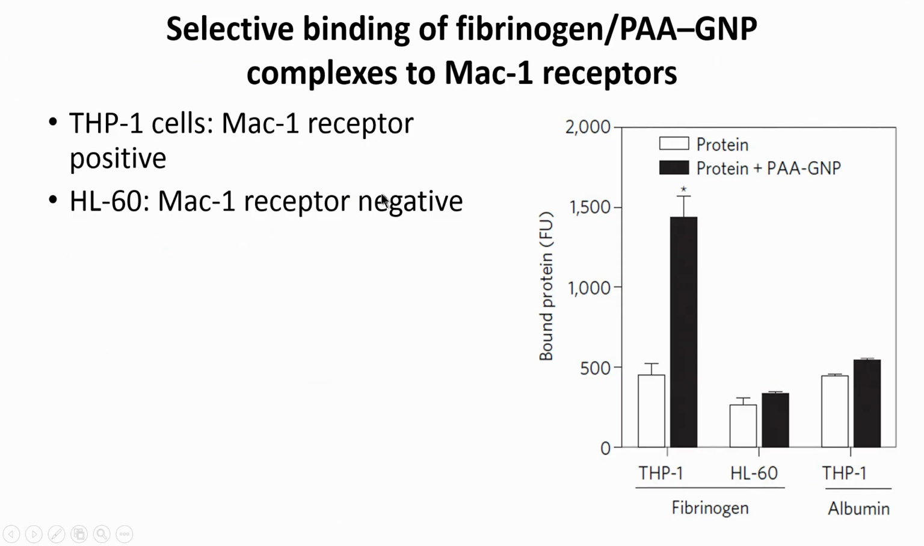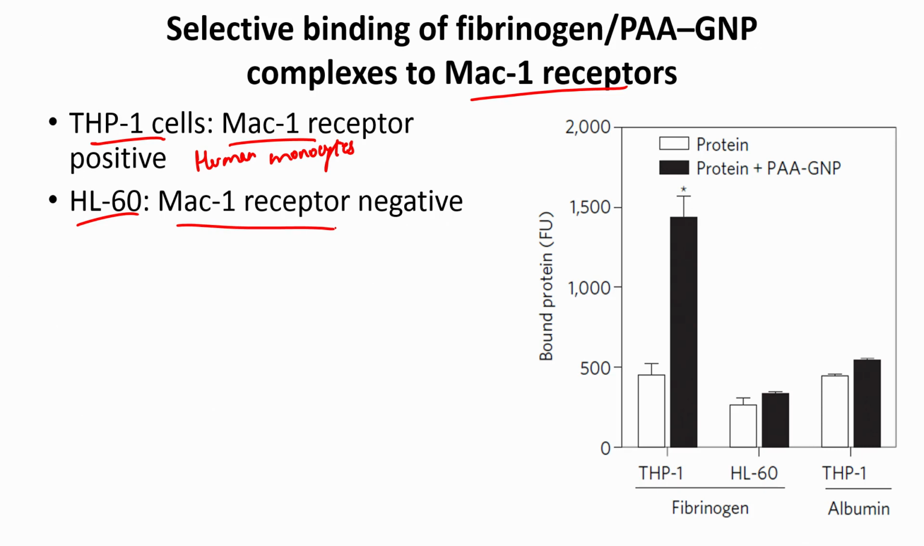Then they have shown that this fibrinogen has selective binding for your MAC1 receptors. They have used THP1 cells, which are essentially a human monocytic cell line, and this THP1 has a MAC1 receptor. Another one they have used is HL60, which does not have a MAC1 receptor.